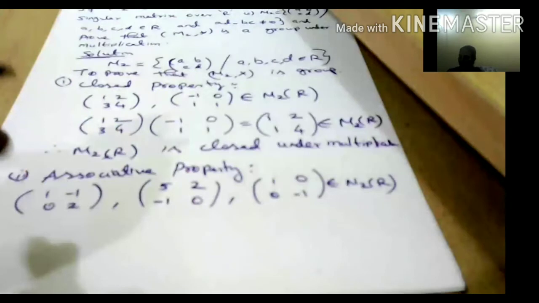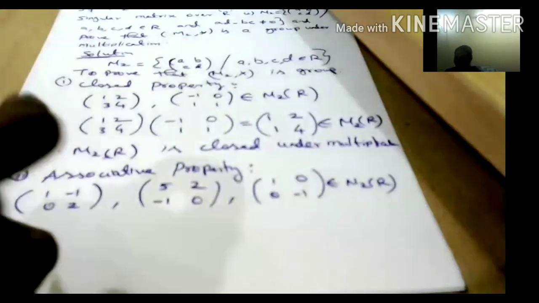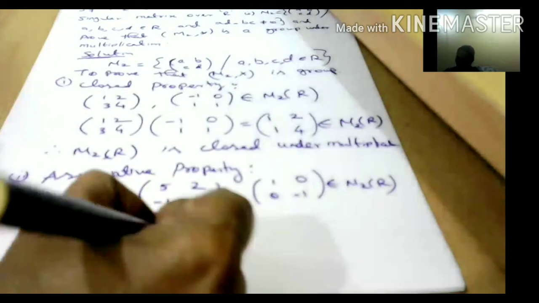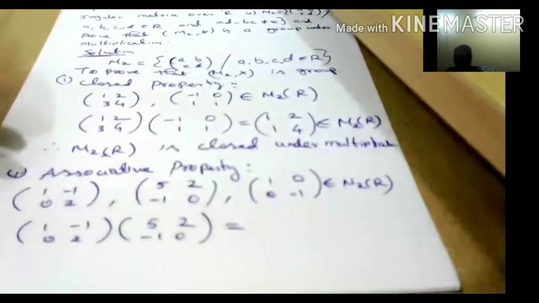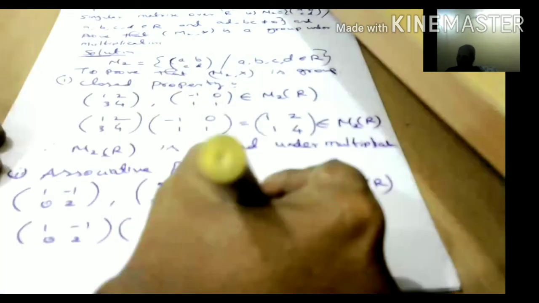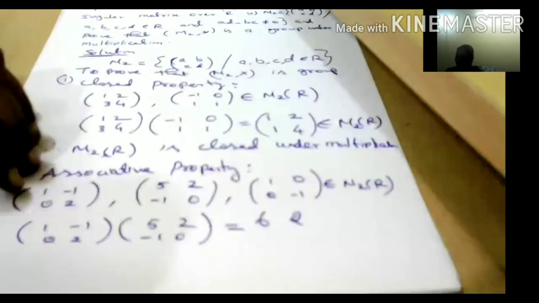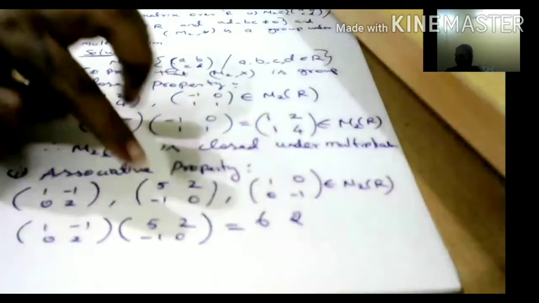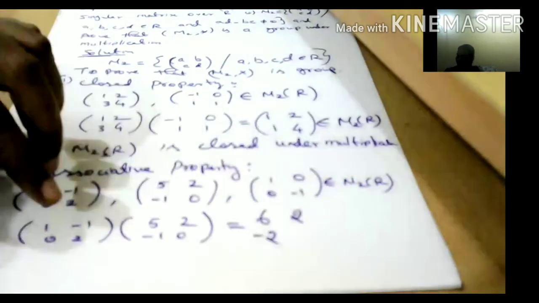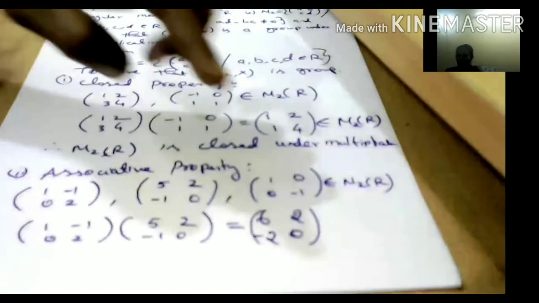Take the multiplication between the first two matrices, then multiply the resultant matrix with the other matrix. So here [1, -1; 0, 2] into [5, 2; -1, 0]. First row into first column: 1 into 5 minus 1 into 1, so the answer is 6. 1 into 2 plus minus 1 into 0 is 2. Then 0 into 5 is 0 plus 2 into minus 1 is minus 2. Again 0 into 2 plus 2 into 0 is 0. So the first two matrices' multiplication is [6, 2; -2, 0].